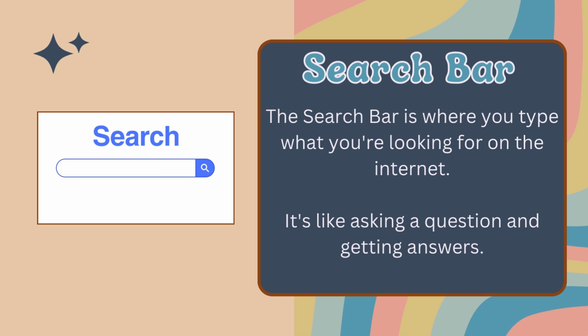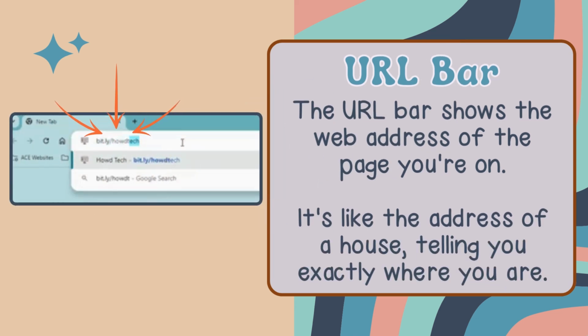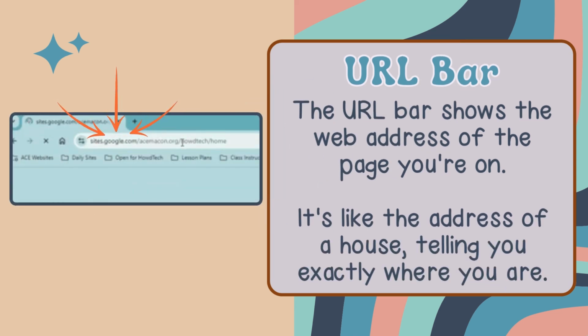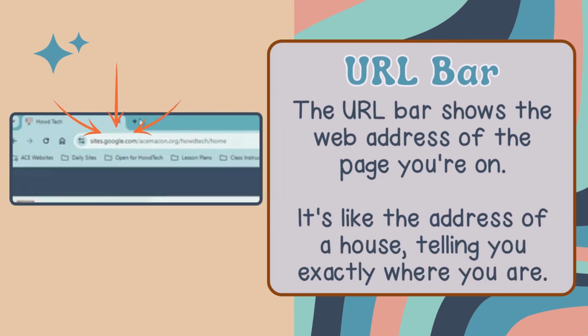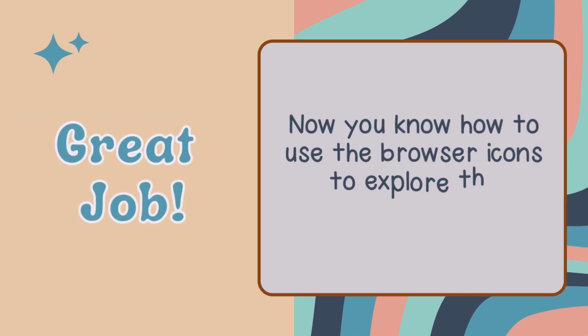The search bar is where you type what you're looking for on the internet. It's like asking a question and getting answers. The URL bar shows the web address of the page you're on. It's like the address of a house telling you exactly where you are. Now you know how to use the browser icons to explore the internet.